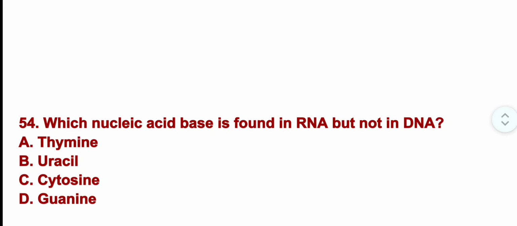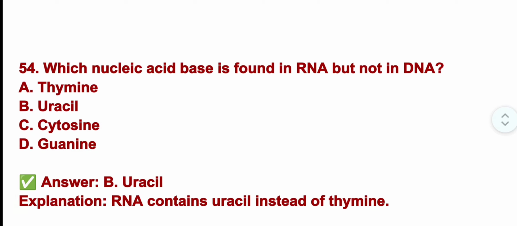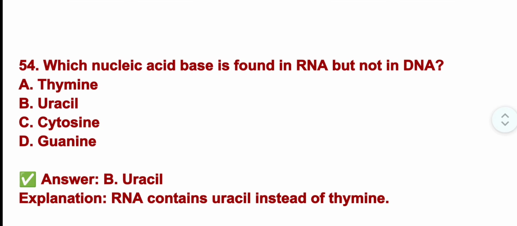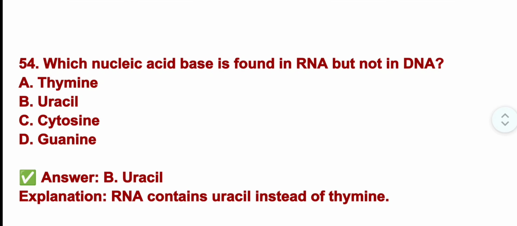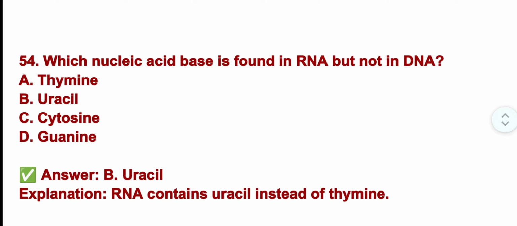Question number 54. Which nucleic acid base is found in RNA but not in DNA? The correct option is option B. Uracil. RNA contains uracil instead of thymine. DNA contains thymine.